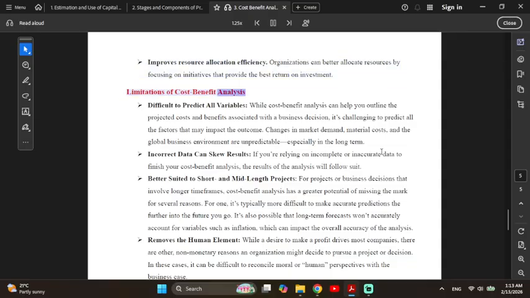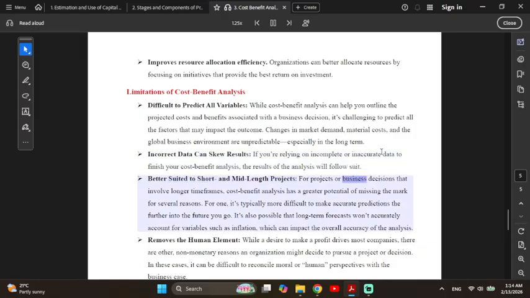Limitations of cost-benefit analysis. Difficult to predict all variables. While cost-benefit analysis can help you outline the projected costs and benefits associated with a business decision, it's challenging to predict all the factors that may impact the outcome. Changes in market demand, material costs, and the global business environment are unpredictable, especially in the long term. Incorrect data can skew results. If you're relying on incomplete or inaccurate data to finish your cost-benefit analysis, the results of the analysis will follow suit.